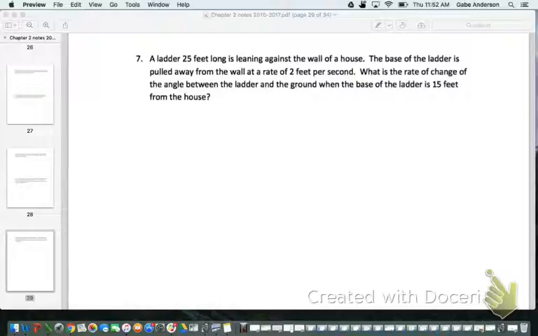I'll read it out loud for you. A ladder 25 feet long is leaning against the wall of a house. The base of the ladder is pulled away from the wall at a rate of 2 feet per second. I think that's all the same as the previous ladder question. What is the rate of change of the angle between the ladder and the ground when the base of the ladder is 15 feet from the house?